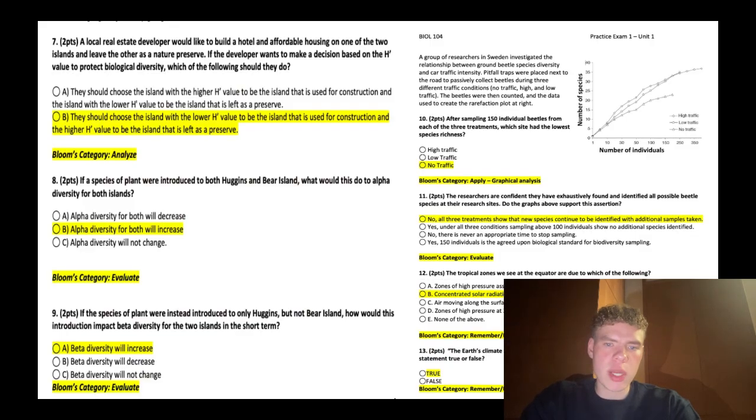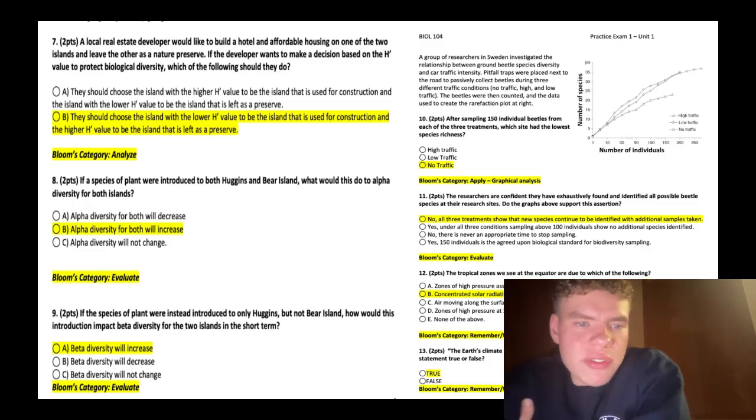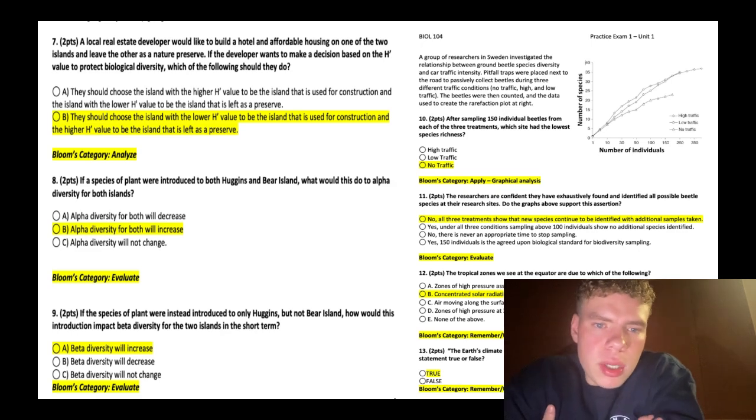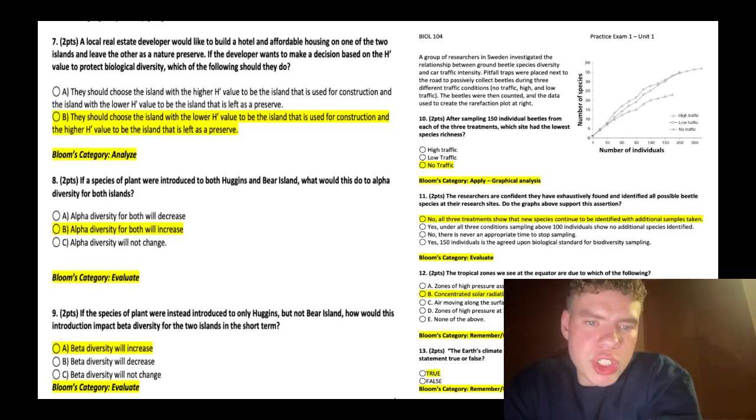Dang, I put a lot of test questions in here. So 7 at the top. A local real estate developer would like to build a hotel with affordable housing. If the developer wants to make a decision based on the Shannon index variable, H', which of the following should they do? And the correct answer would be they should choose an island with the lower Shannon index value.